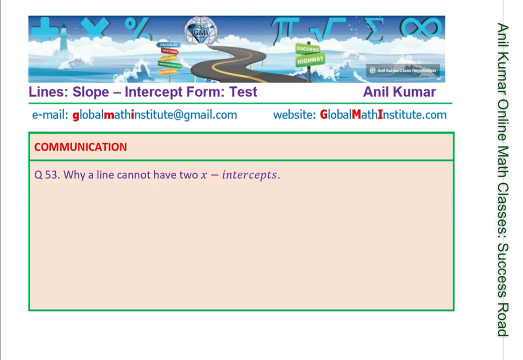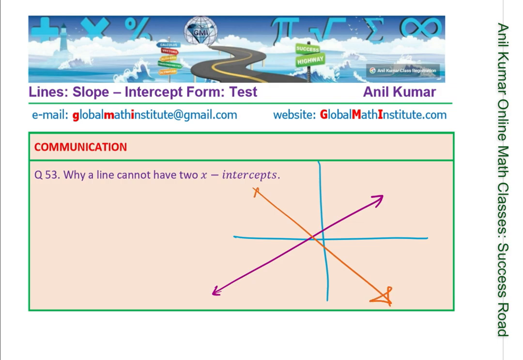The last question which we are going to solve is why a line cannot have two x-intercepts. Well, if you sketch any particular line, it will definitely have one x-intercept, right? Or if you go downwards, even then it can have one x-intercept. It may not have any x-intercepts if the line is parallel and y value is not 0, right? So what we notice here is that we cannot have two x-intercepts.